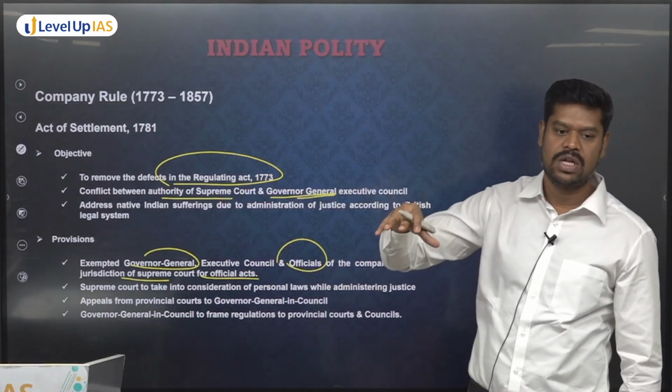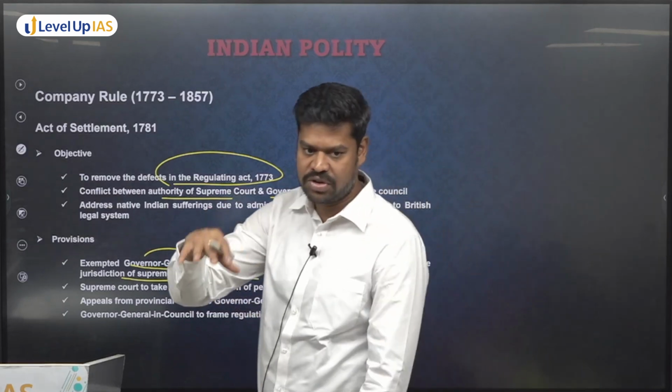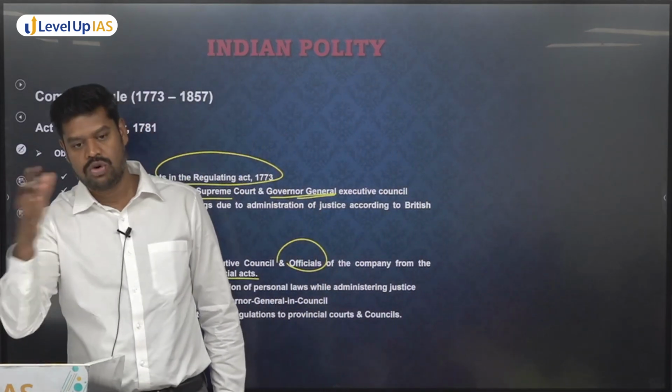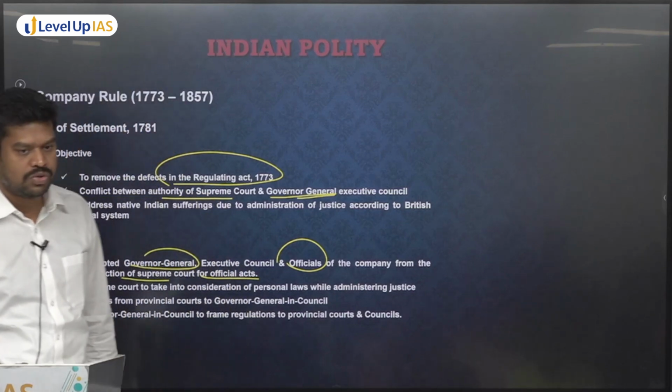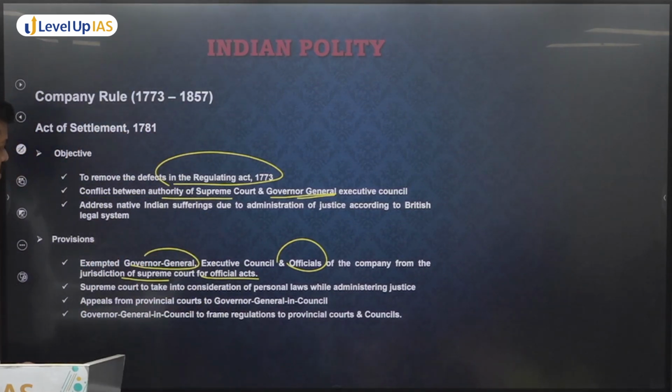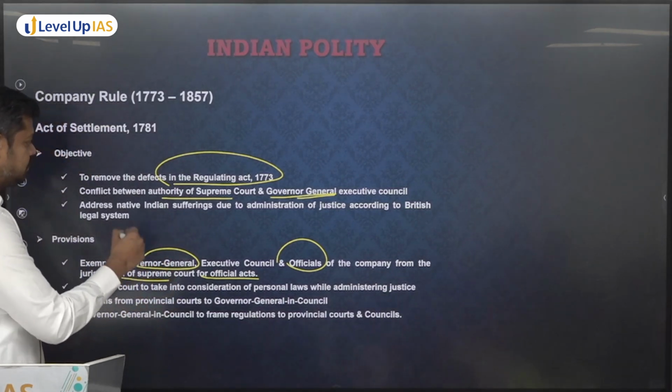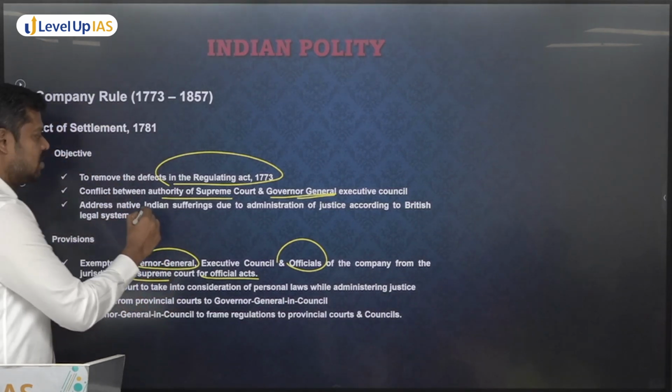So ultimately, who is the authority with regard to the company officials for the official acts? It is only the Governor General in Council. So it restored the power back to the Governor General in Council. So this particular conflict was reduced. And then the second problem that they addressed is that the native Indians also had problems.